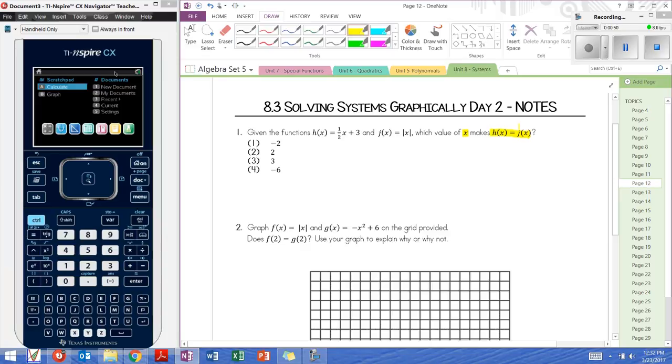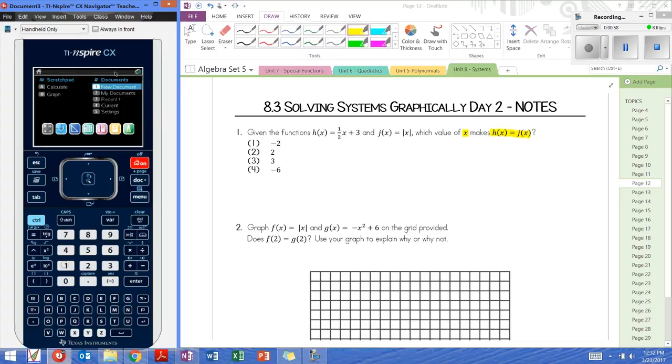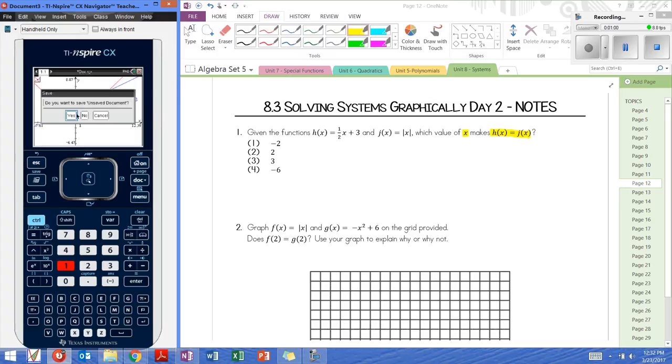So what we're going to do instead is use our technology to help us. I'm going to graph these. So in my graph, I already have it up, but we'll do this again. I'm going to add a graph, and I'm going to graph 1/2 x plus 3, and I'm also going to graph the absolute value of x on the same graph.